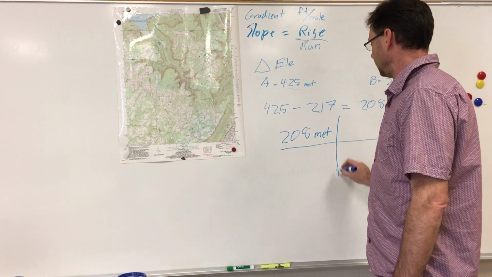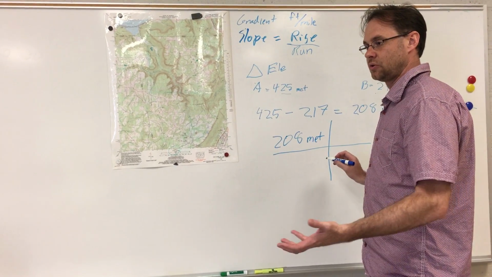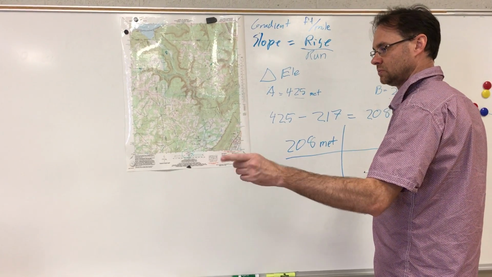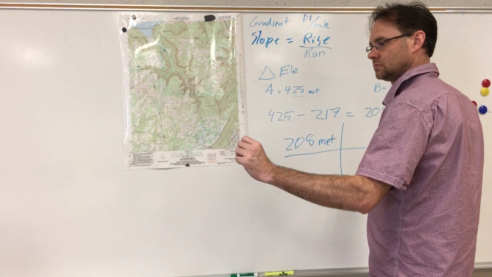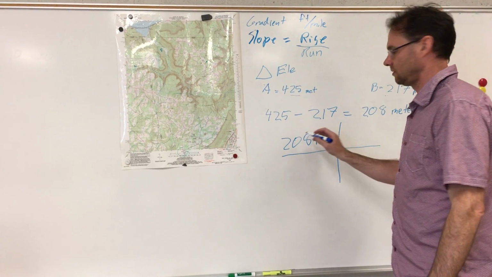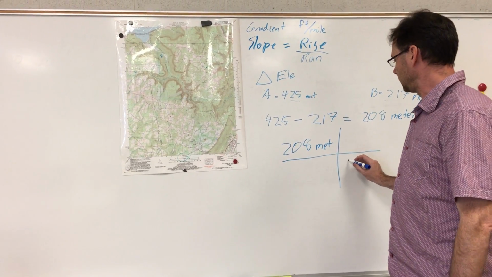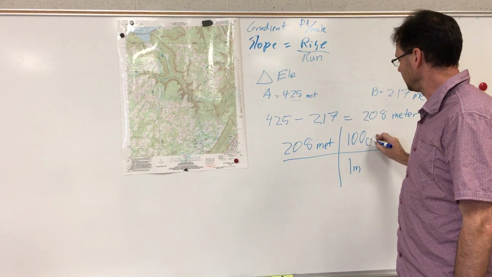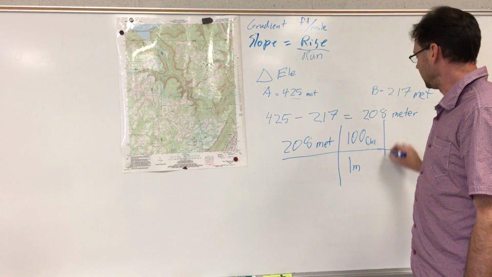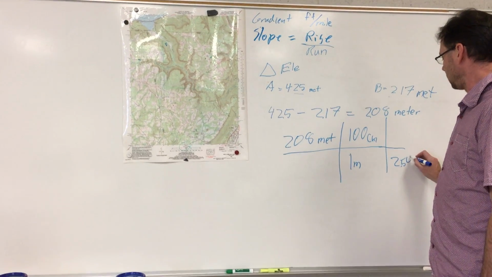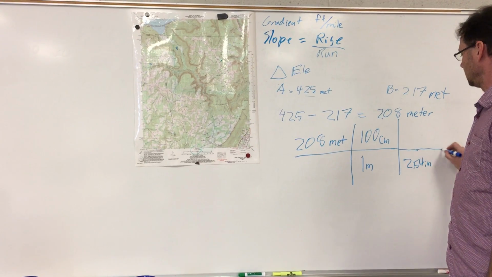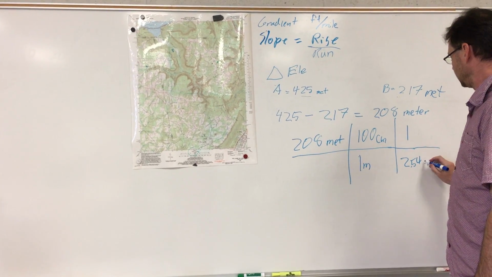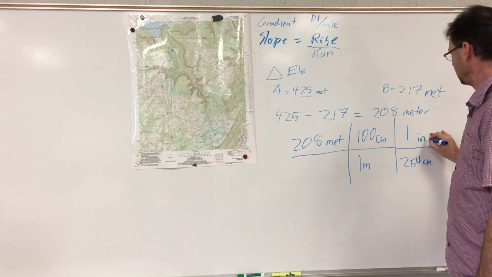This is the way I would do it. 208 meters, I will always go through inches because I know how many centimeters are in an inch. How many centimeters are in an inch? 2.54. So from meters, we say that there is 1 meter in 100 centimeters. Right. We say that there is 2.54 centimeters in 1 inch.